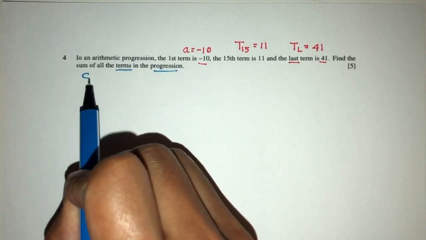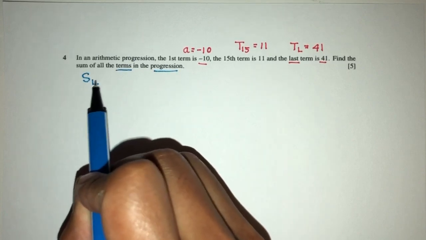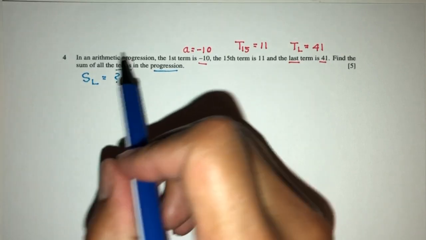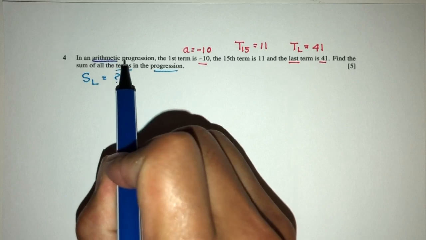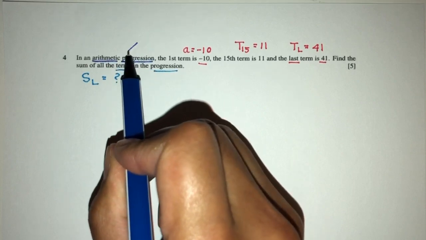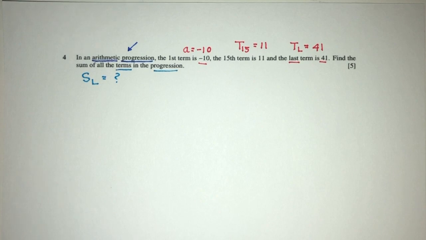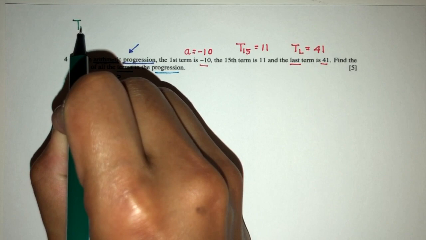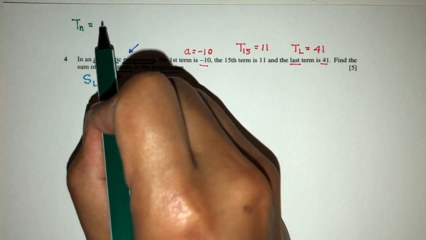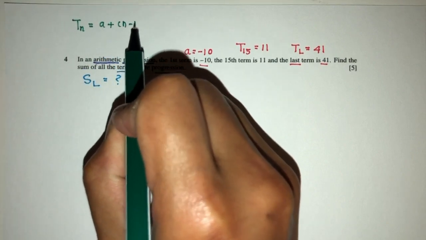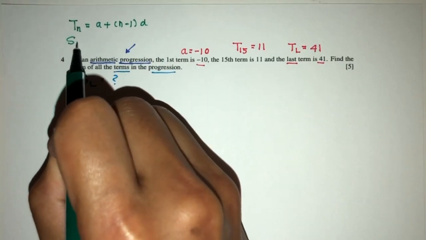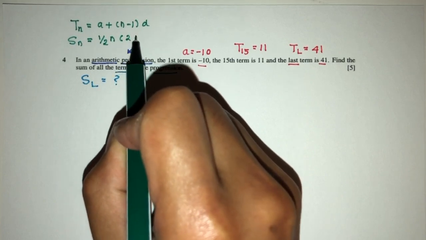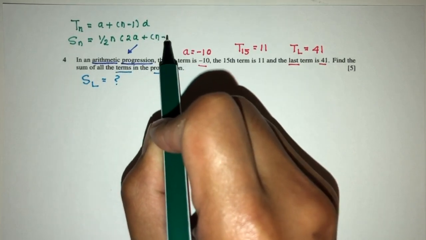So the sum of the first L terms, so of all the terms will be what? Now again, in this case we know the type of progression that we have. It is an arithmetic progression. So once we know this, we can first write down all the formulas that we know about this progression. We know that the nth term is given by a plus n minus 1 times d, and the sum of the first n terms should be half times n, 2a plus n minus 1 times d.